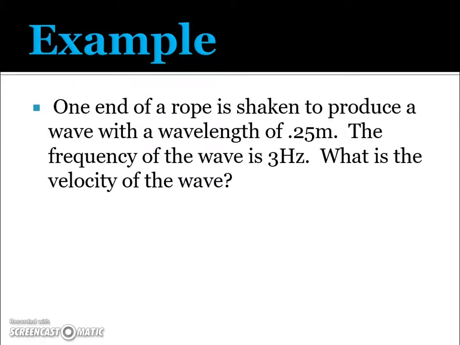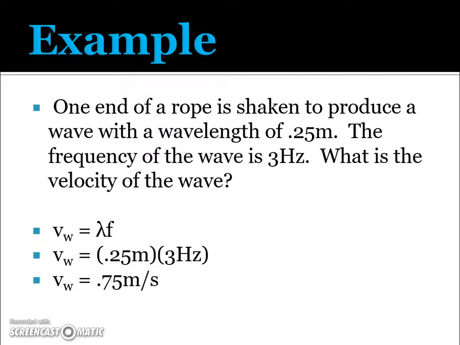Let's take a look at an example. One end of a rope is shaken to produce a wave with a wavelength of 0.25 meters. The frequency of the wave is 3 hertz. What is the velocity of the wave? Well, here's our formula. Velocity equals lambda multiplied by f. Our lambda, our wavelength, is 0.25 meters. Our frequency, our f, is 3 hertz. So 0.25 meters multiplied by 3 hertz. Well, 0.25 multiplied by 3, you should get 0.75. And because this is a velocity, we are still using meters per second.